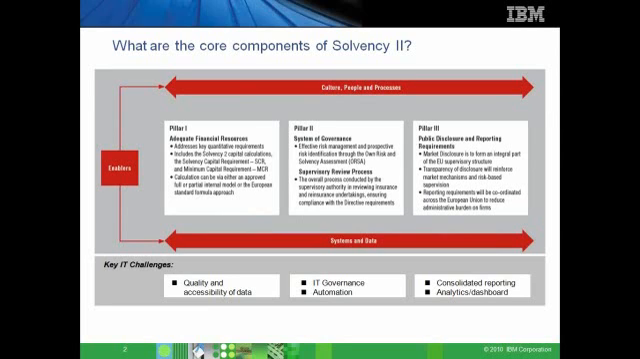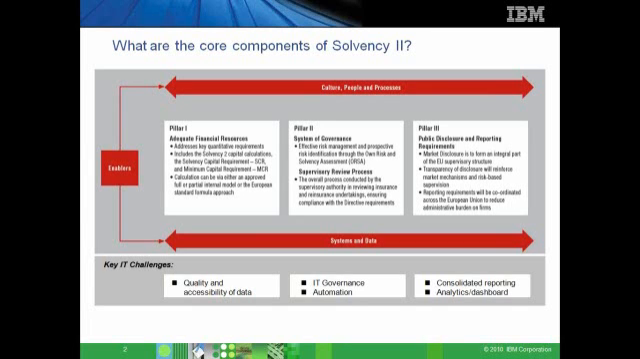But before we dive into the architectural piece, let's just recap a bit about what we mean about Solvency II. Solvency II is a bit like Basel II was for the banks, or Basel III will be for the banks, and it's about embedding the right risk management processes into the business to ensure that the right level of capital requirements are in place.